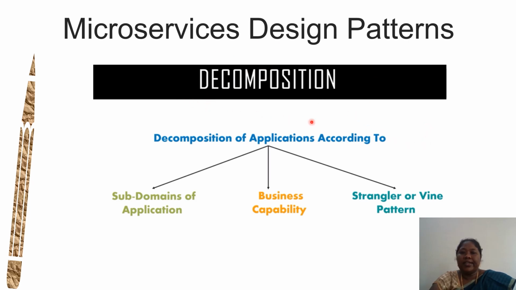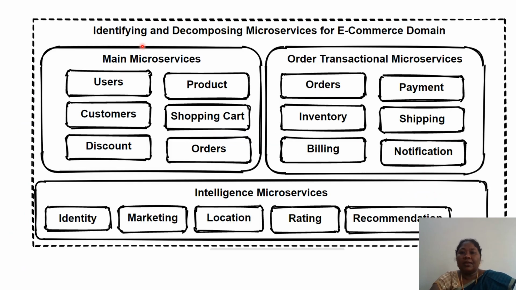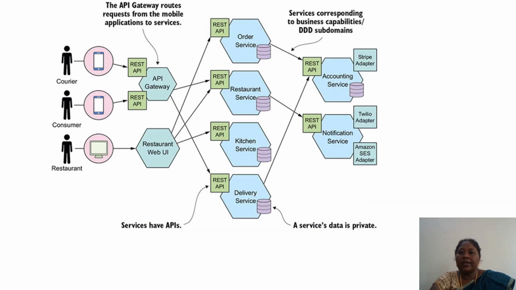The next one is called decomposition. What is meant by decomposition? It is the decomposition of applications based on the domain and the business. Based on the pattern, you have to split the application. For example, if it is an e-commerce application, you can classify it into main, order transaction, and intelligence services. This is how you create a breakdown architecture for your application and connect wherever an API is needed, whether third party API, public API, or private API.